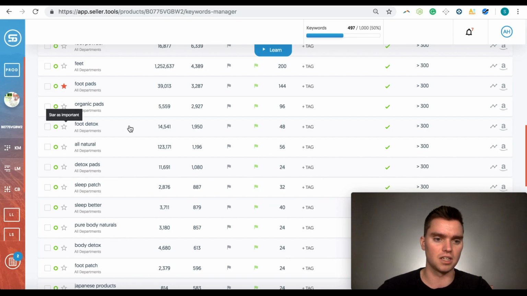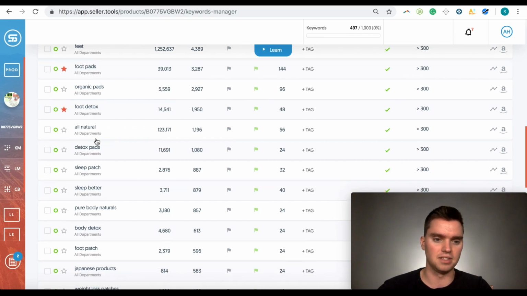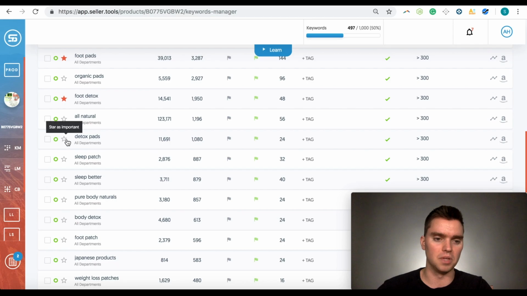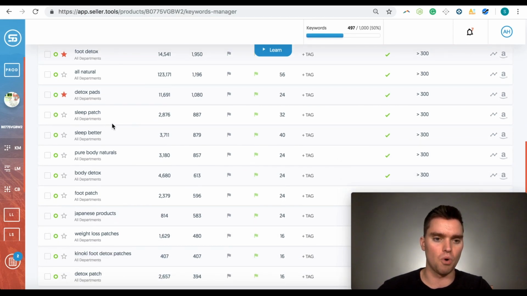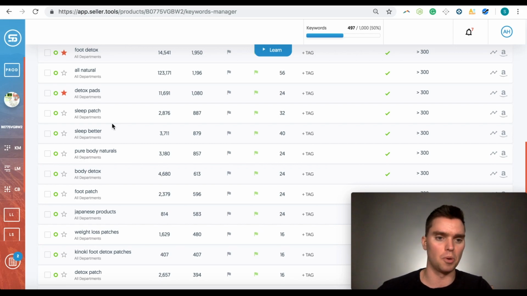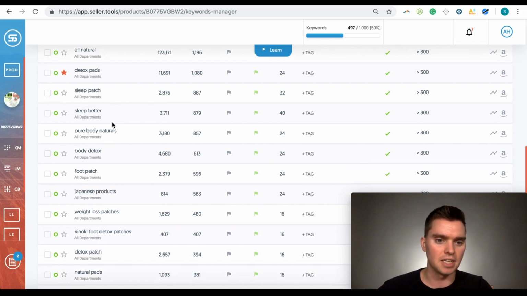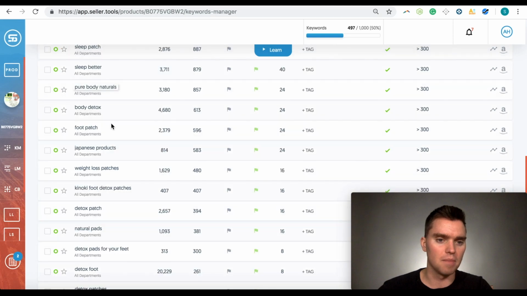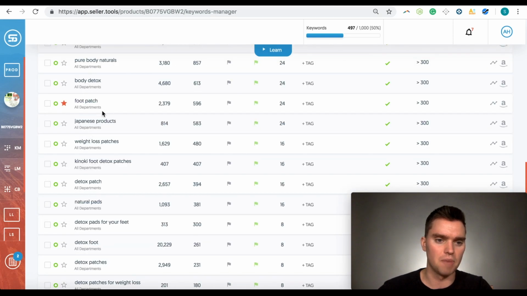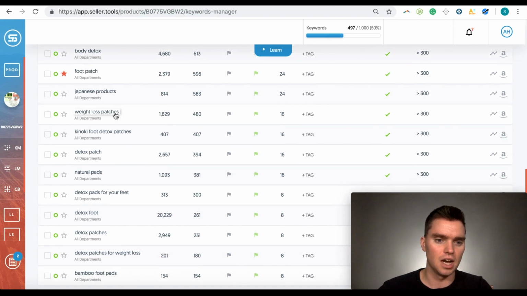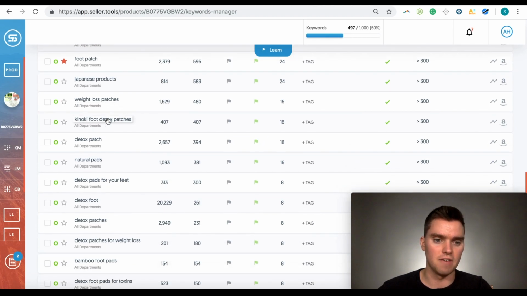So foot detox, all natural, there's all kinds. Detox pads, probably, and let's just assume we looked at it on Amazon and yes. I'm just going to go through a few more here based on my judgment, for example purposes. Sleep patch, probably not. Body detox, no. Foot patch, well, maybe if foot pad worked, then probably foot patch. Weight loss, no. There we go. Kinoki foot detox patches, definitely. Yeah, that's a good one.